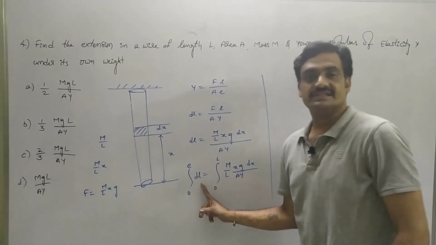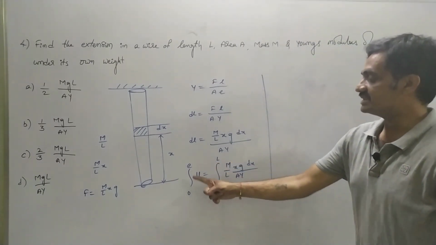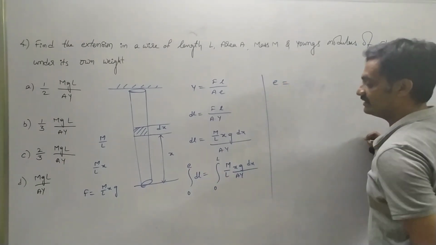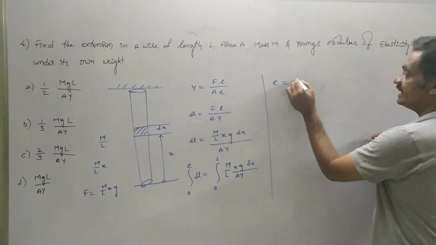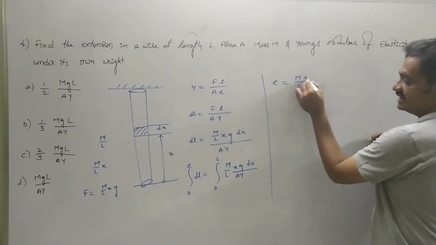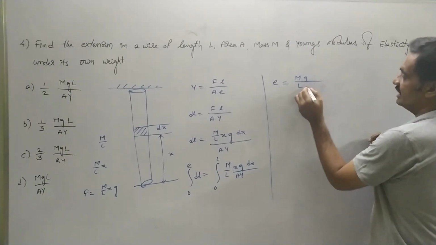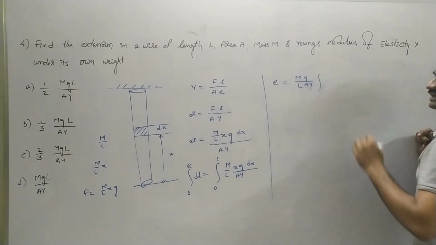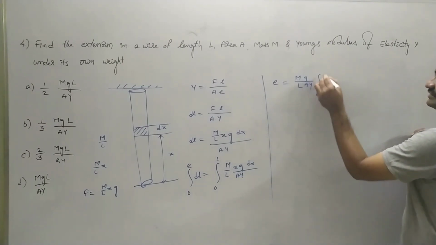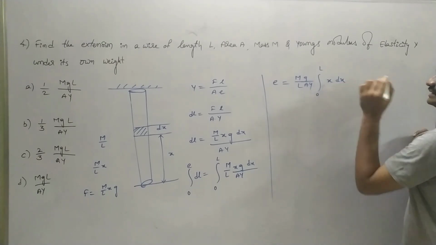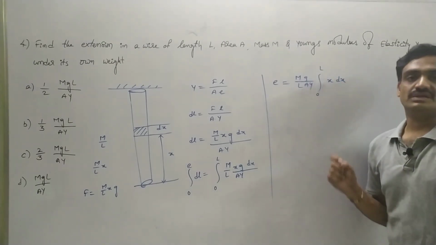Integration of dx is x. As you substitute the limits, e minus 0 is nothing but e, the extension. e equals, we can take mg by AY as common. The remaining integration is the integration of 0 to L of x dx. Here the power is 1.